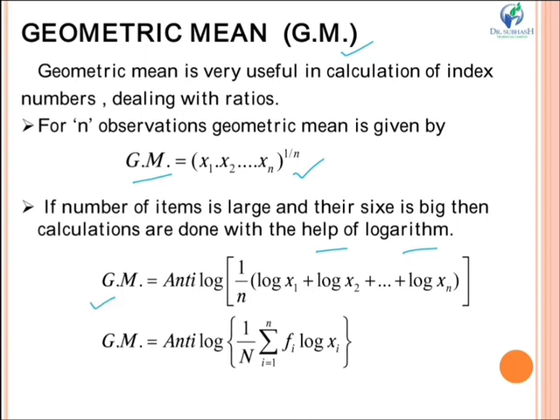That is, GM is equal to the antilog of 1 upon n times (log x1 plus log x2 up to log xn), where n is the number of observations.